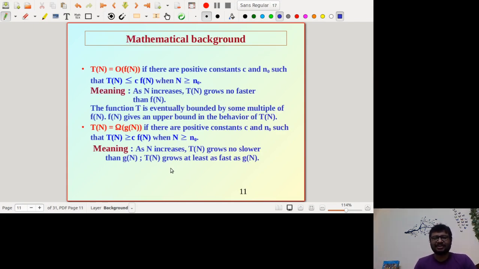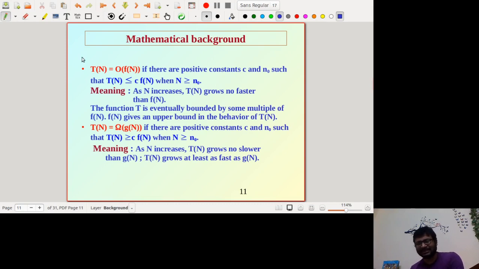Okay, so this is the formal definition. We will say that a function T(n), where you think of capital N as the input size, which was small n here, and F(n) is some other function of capital N. So T(n) is order of F(n), big O of F(n), if there are positive constants c and n0 such that T(n) is less than or equal to c times F(n) when n is greater than or equal to n0. So let's take an example.